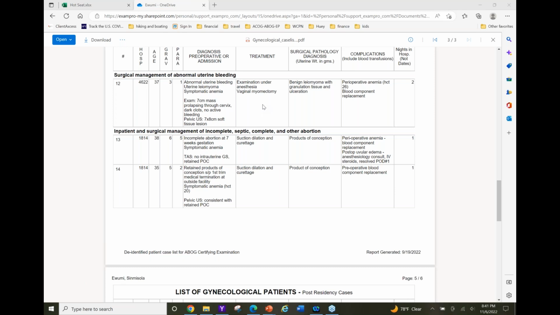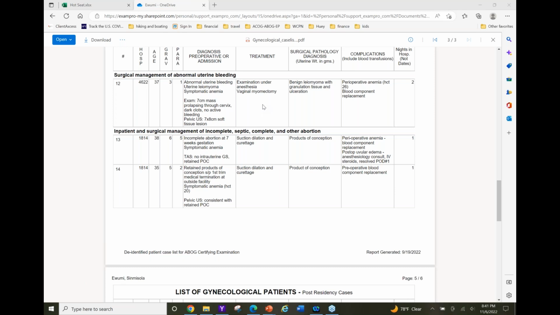So the blood component replacement was more a factor of the bleeding prior to going to the OR? That's correct. Okay, and what blood component replacement did she require? She actually just received 2 units of packed red blood cells and did not require anything further.